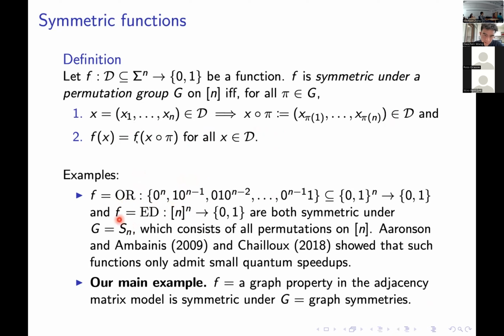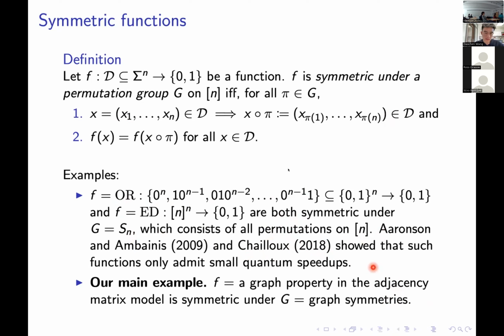It can also be easily seen that the element distinctness function also satisfies this property of being symmetric under all the permutations possible of [n]. So to say that they're symmetric under all the permutations is equivalent to saying that they're symmetric under the so-called symmetric group, denoted Sn. So Sn by definition means the set of all permutations. Aaronson and Ambainis in 2009 and Chailloux in 2018 showed that for any function that is fully symmetric, we can only expect to get at most small quantum speedups.